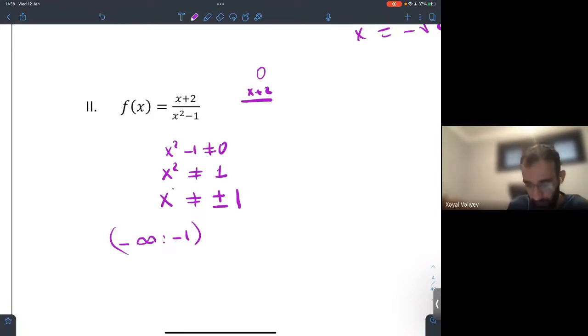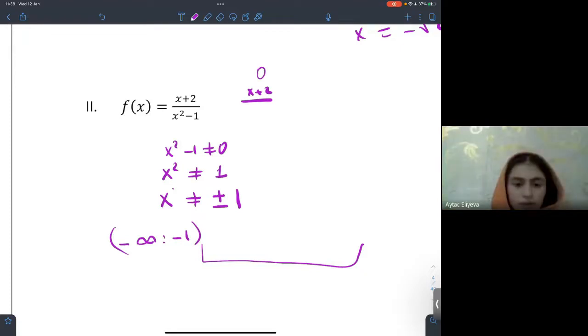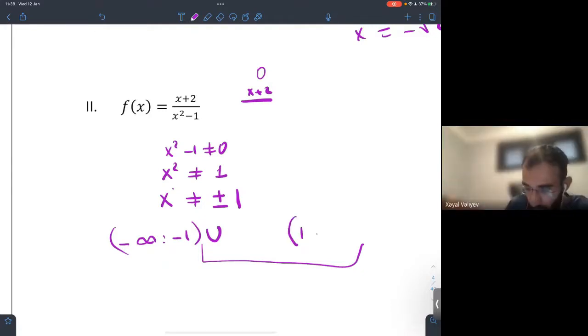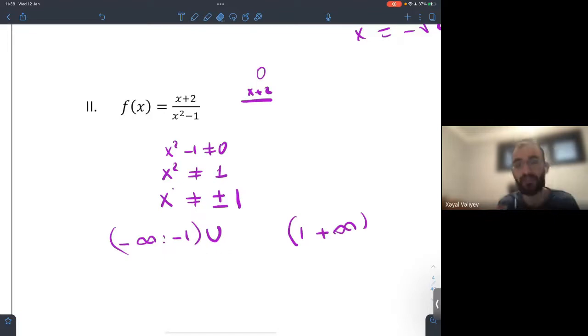I'm looking for the other part. Aytash, help us. We should write union, then from 1 to positive infinity. From 1 to positive infinity, that is the correct part, but between these two we have other solutions. We have other numbers that work for this, okay? They are between negative 1 and 1.